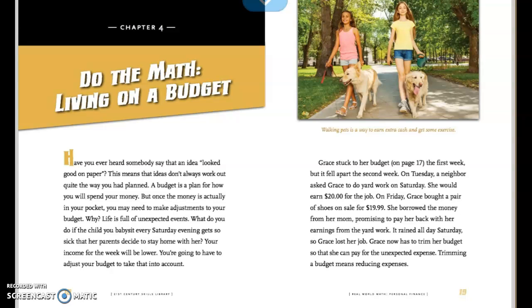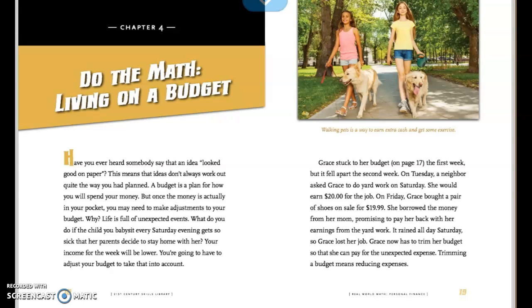On Friday, Grace bought a pair of shoes on sale for $19.99. She borrowed the money from her mom, promising to pay her back with her earnings from the yard work. It rained all day Saturday, so Grace lost her job. Grace now has to trim her budget so that she can pay for the unexpected expense. Trimming a budget means reducing expenses.